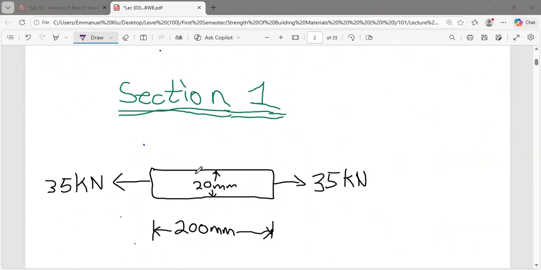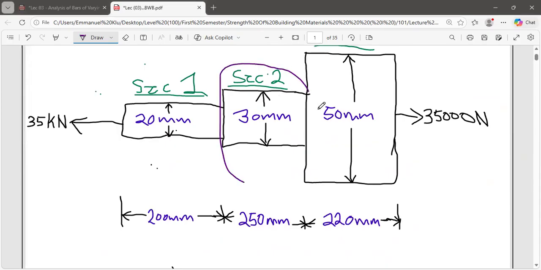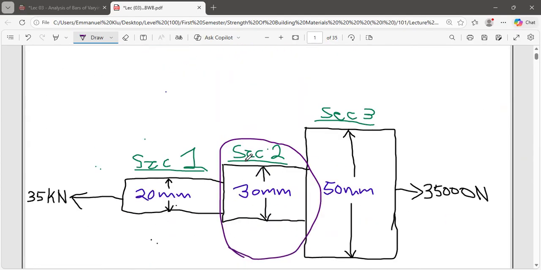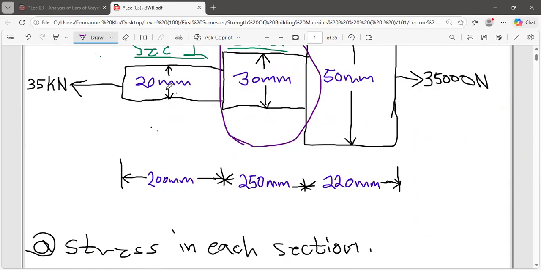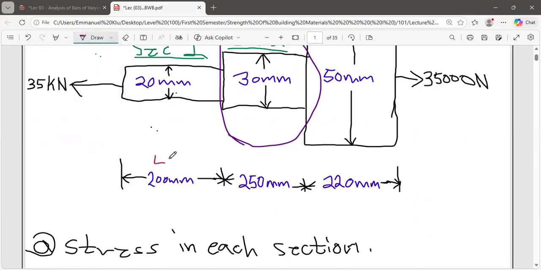Let's also calculate for the stress at section 2. It has a diameter of 30 millimeters and also a length of 250. You see, these are the lengths, so don't get confused. This is length 1, this is length 2, and this is length 3. Don't get confused at all.